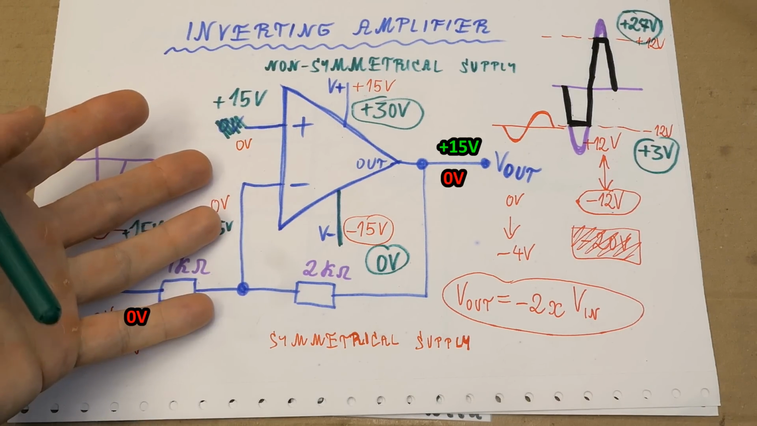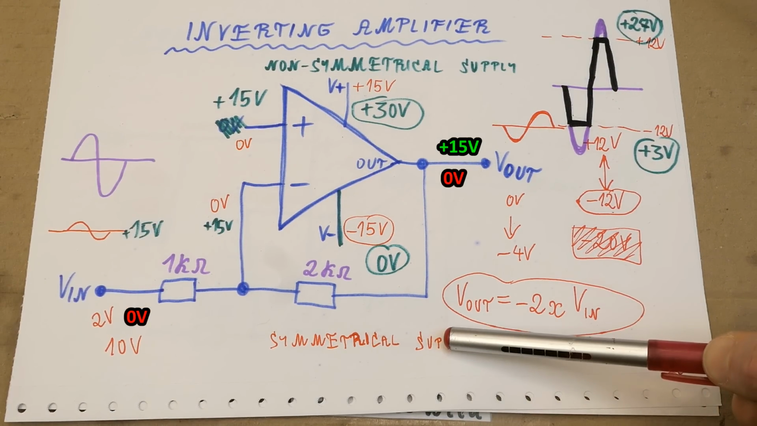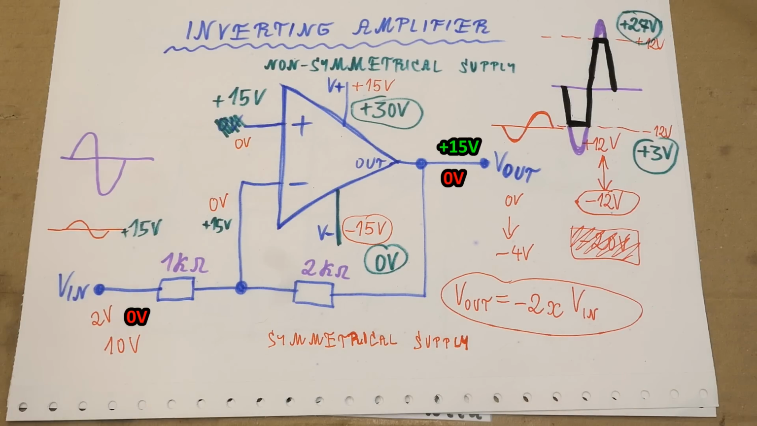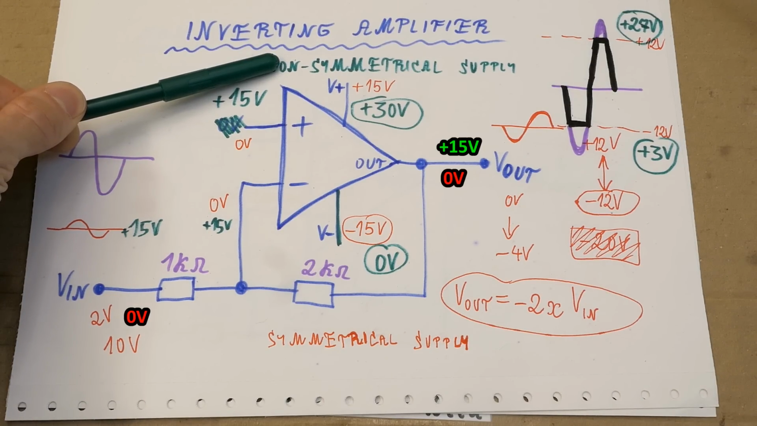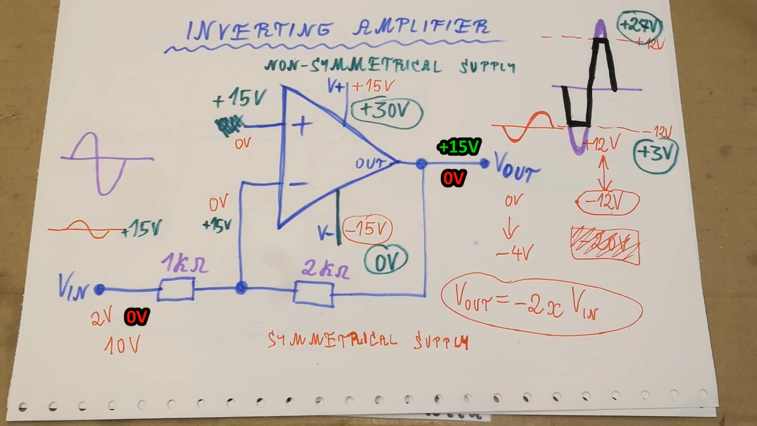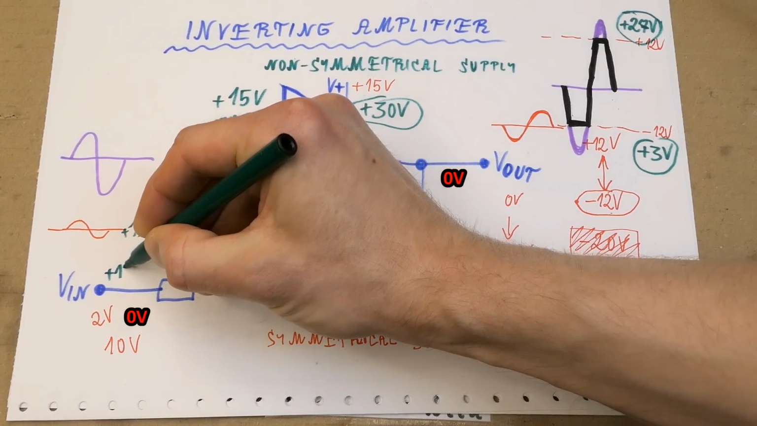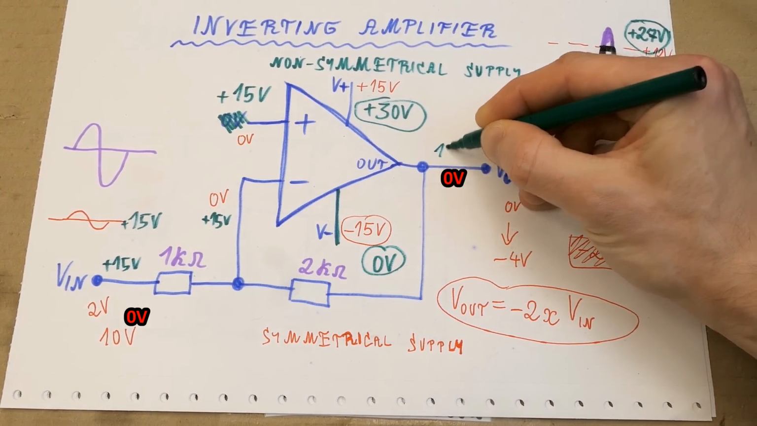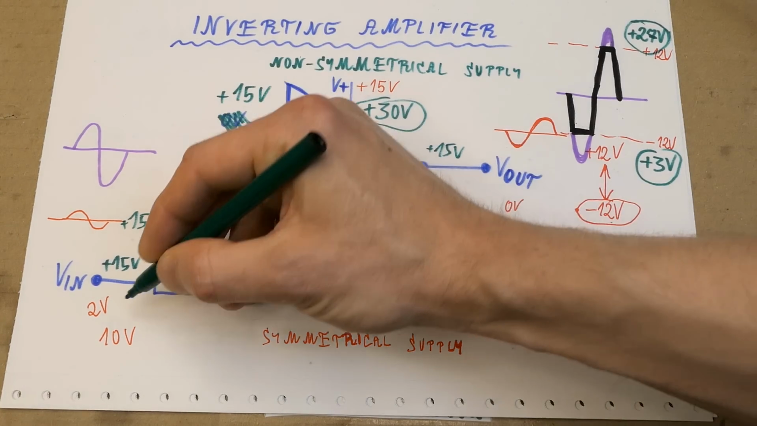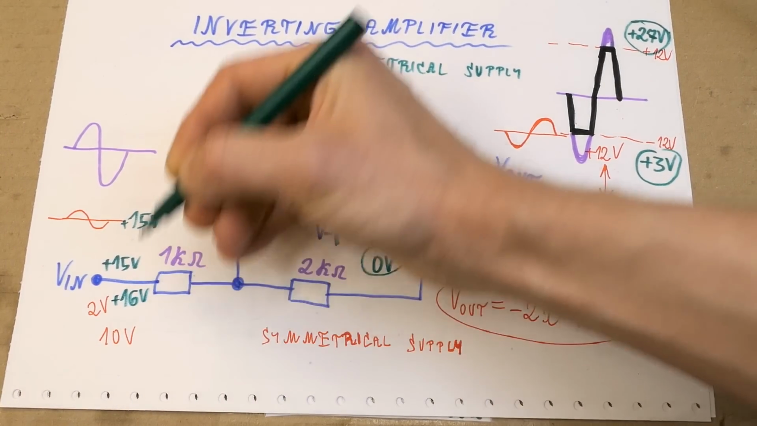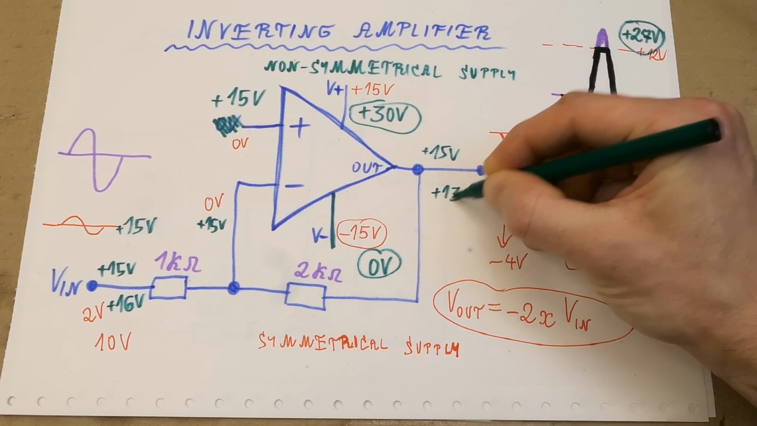Of course, now the schematic is a horrible mess. The voltages in red are the example of a symmetrical supply operation, and the voltages in green are the example of a non-symmetrical supply voltage operation. Now, for example, if you put 15 volts at the input, you have 15 volts at the output. If you put 16 volts here, you have 13 volts here.